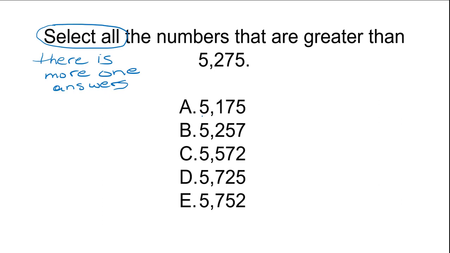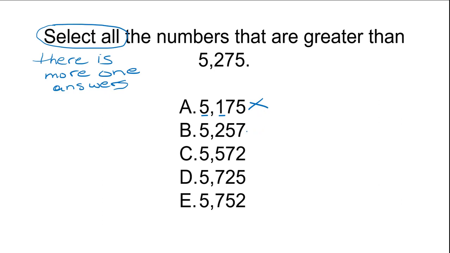So I look at the digit in the thousands place and it's a 5. And then the digit in the hundreds place is a 1. But I'm looking for numbers that are greater than 5,275. 1 in my hundreds place versus a 2 here automatically tells me that A is not an option. It is not greater than 5,275.